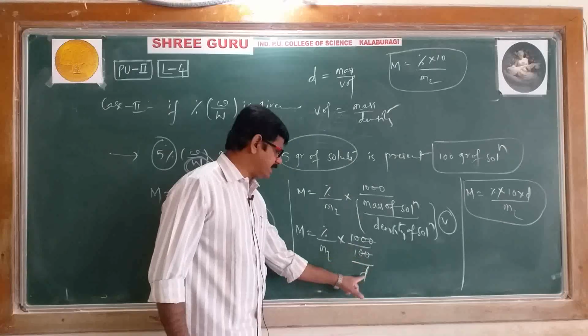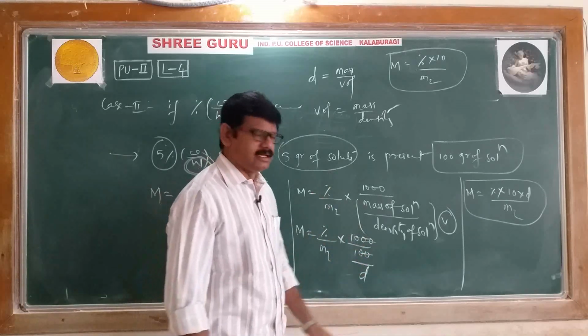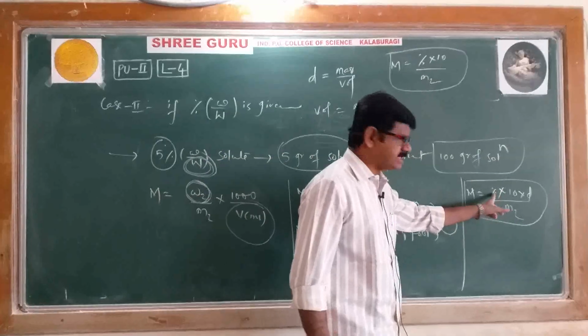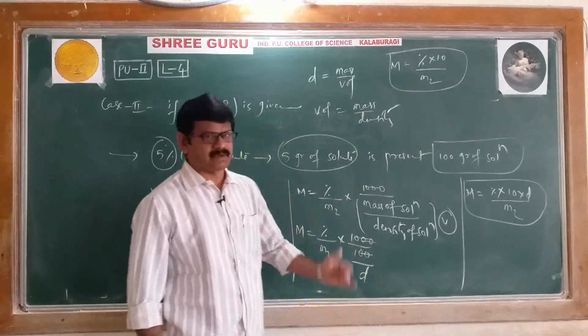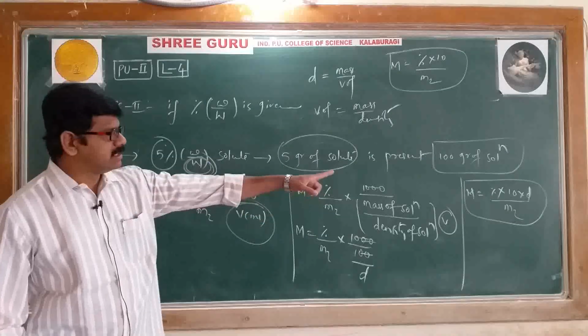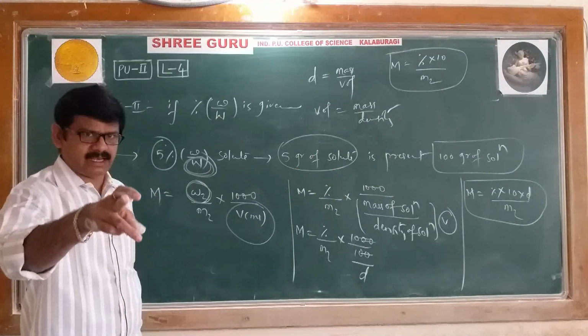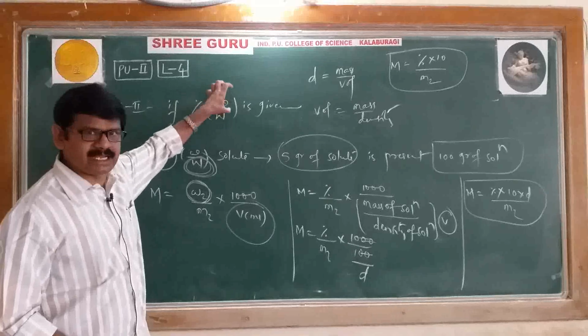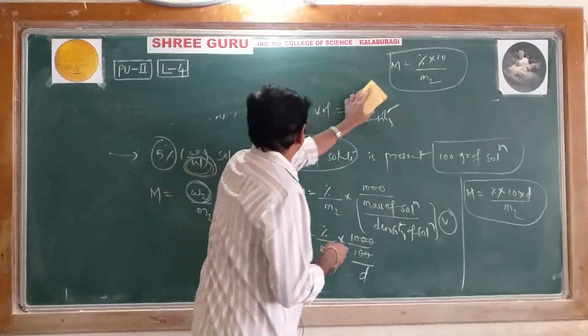Therefore, 1 by density will come in the numerator. The 2 zeros cancel. Therefore, molarity equals percentage into 10 into density by molar mass of solute, of course. That is the new formula to get molarity when percentage W by W is given. Please try to remember. Once again, I'll write both here.